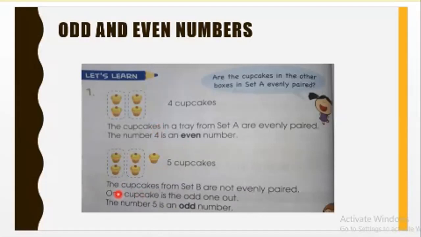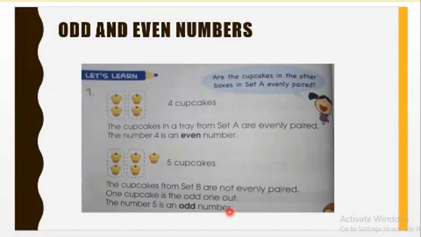So let's read the last statement. The cupcakes from set B are not evenly paired. Why are they not evenly paired? Because we have one cupcake left over here, so that's why they are not equally paired. Evenly is a word that comes from the word equal as well. It has the same sense. So one cupcake is an odd one out. Yes, you can see it in the picture. So the number 5 is odd.